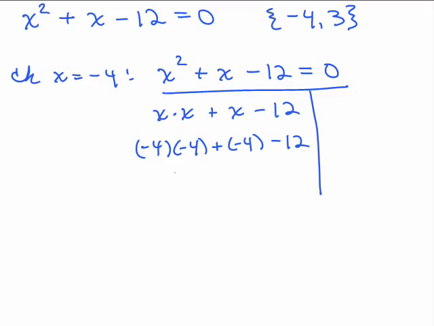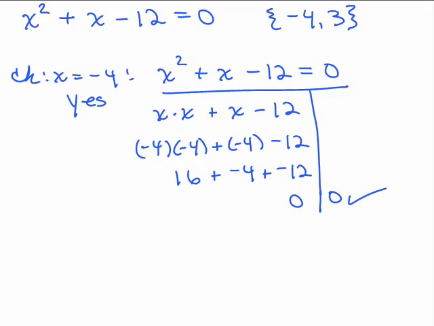All right, negative 4 times negative 4 is 16. Plus negative 4 plus negative 12, and yes, that does add up to 0, and on the right side it's 0. So yes, that's a solution.